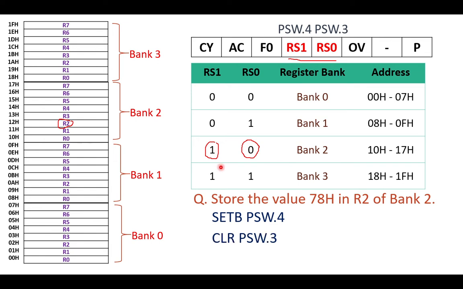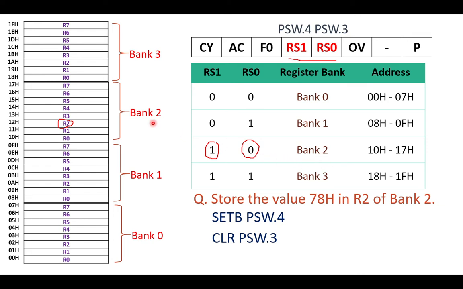The next instruction is CLR PSW.3. Clear means make it 0. Which bit? PSW.3. PSW.3 is nothing but the RS0 bit. So the RS0 bit is made 0. So as RS1 is made 1 and RS0 is made 0, obviously bank 2 is selected.